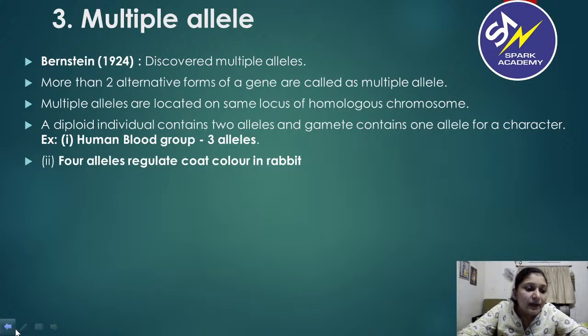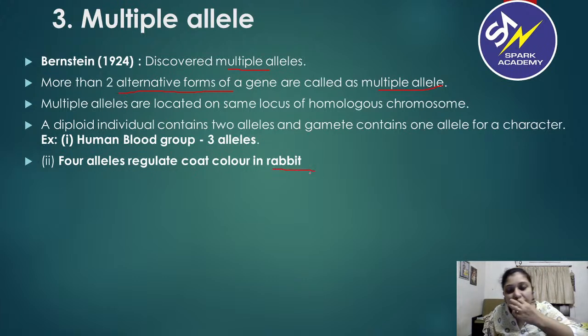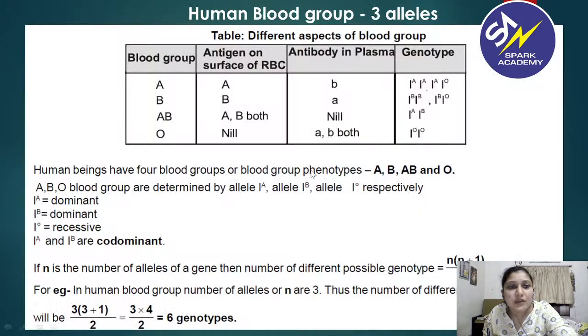Then multiple alleles. Landsteiner discovered multiple alleles for the first time. More than two alternative forms of a gene are called multiple alleles. Multiple alleles are located on the same locus of homologous chromosomes. A diploid individual contains two alleles and a gamete contains one allele for the character. Human blood group has three alleles, ABO. Four alleles regulate coat color of the rabbit. So these are examples of multiple alleles.